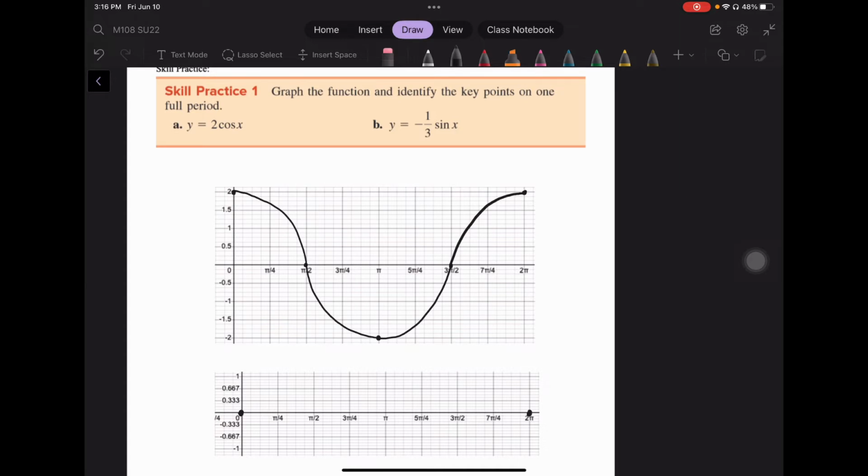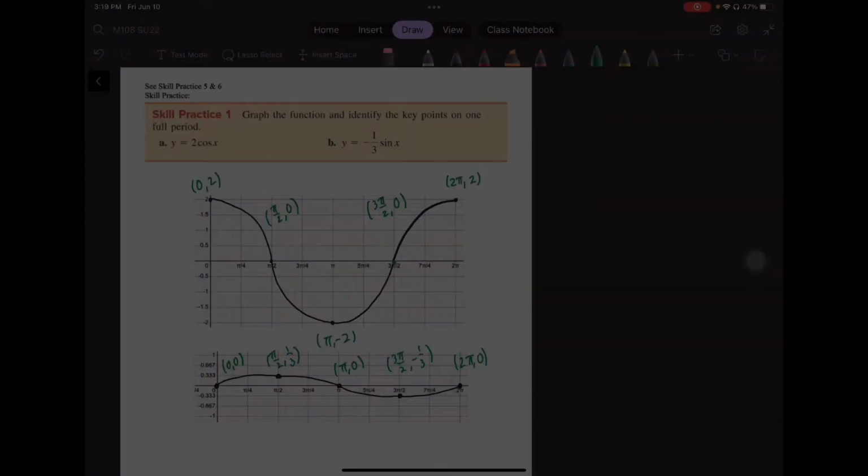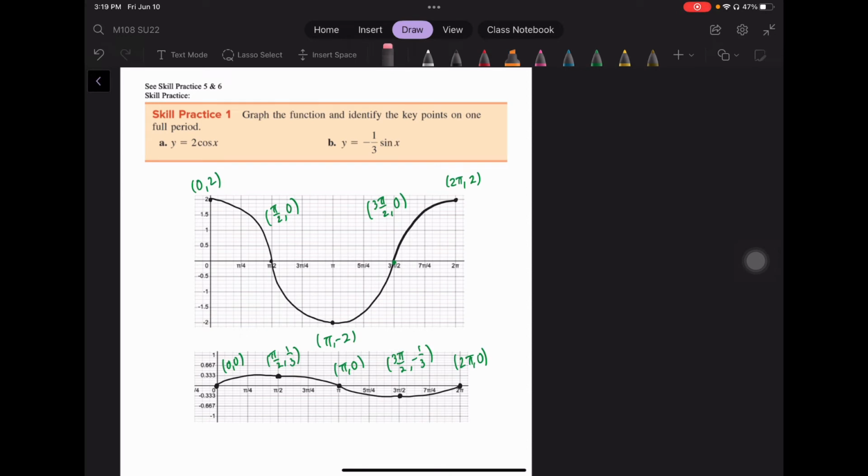Our graph crosses from the positive to the negative at pi, and then goes back from negative to positive. Normally at pi over 2 we would go up to 1, but we have this vertical shrink to a third. So at pi over 2, we're going to go to 1/3. And at 3 pi over 2, we're going to go down to -1/3 and then sketch our graph. Here's the graph of y equals -1/3 sine x. Here are both functions with key points identified for one full period.